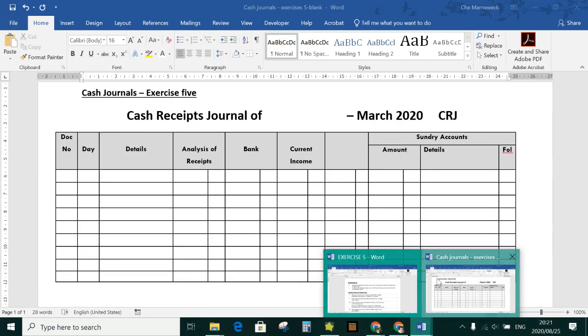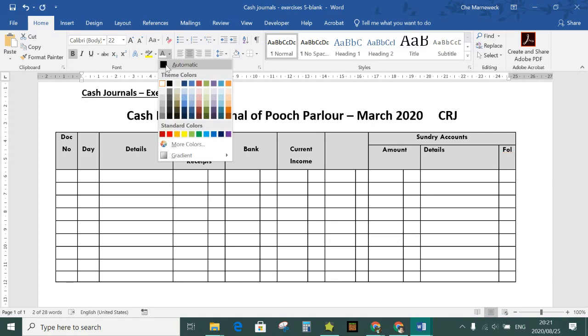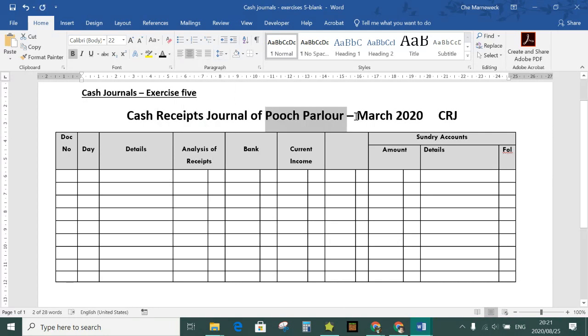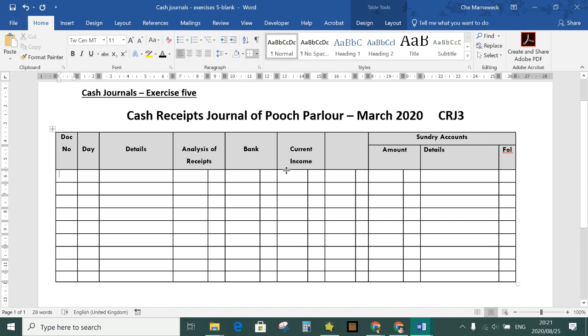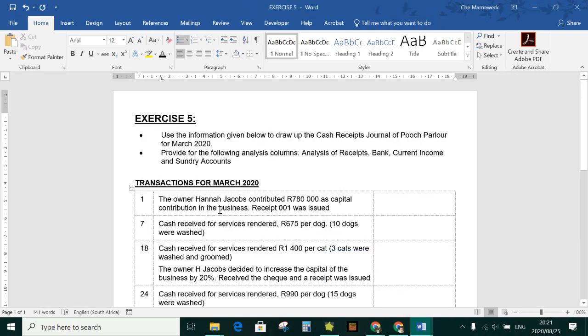So we go to our answer book and we record the cash receipts journal of the name of the business, dash March 2020 CRJ. March is the third month, so that would be CRJ 3. Hopefully you answered 3. Then we're going to start recording our transactions. So we read our very first transaction.